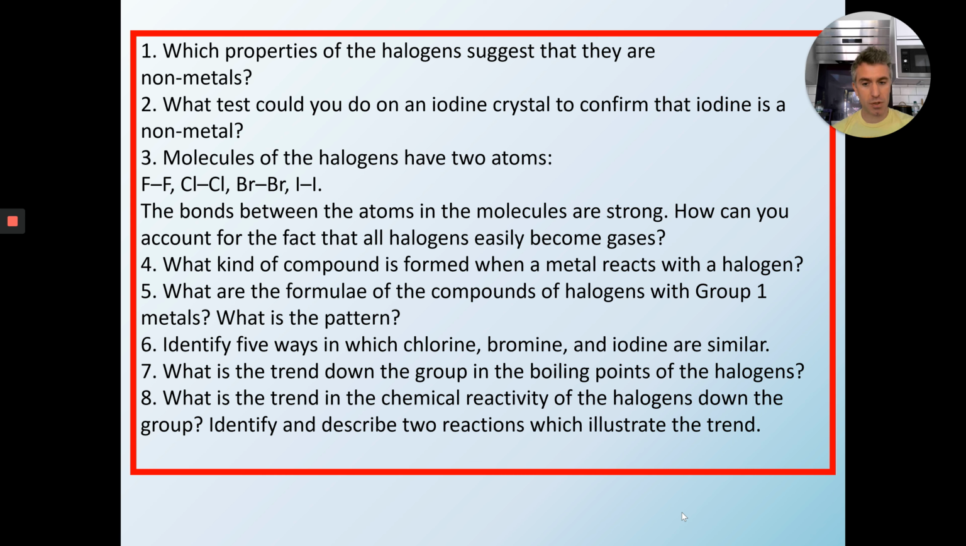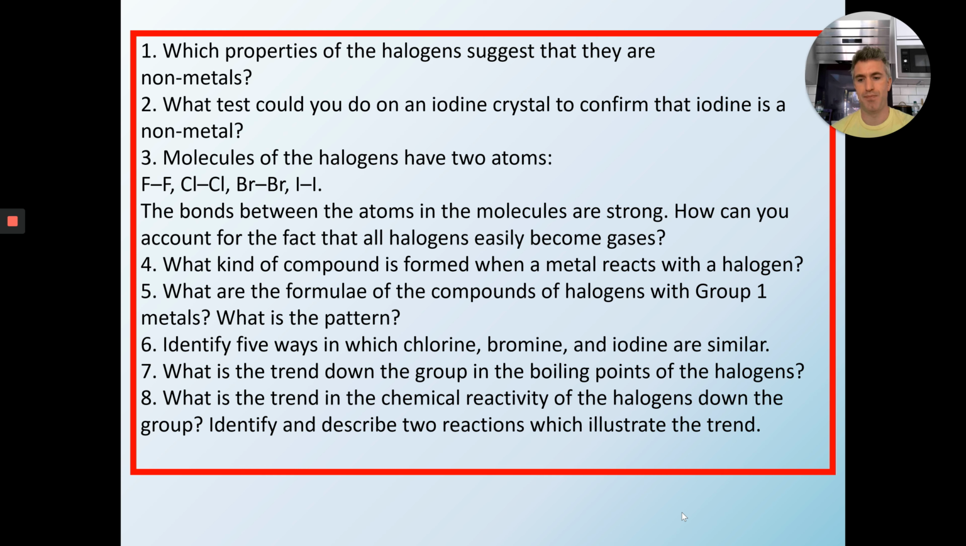How can you account for the fact that halogens easily become gases? Did that in the starter, I think. What kind of compound is formed when a metal reacts with a halogen? It's a general term. What are the formulas of the compounds of halogens with group 1 metals? What is the pattern? Do a group 1 and a halogen. Do another group 1 and a halogen. Are they all the same? As in, do they all look the same? Do you need 2 of one and 1 of the other, or are the ratios the same? That's what I'm looking at.